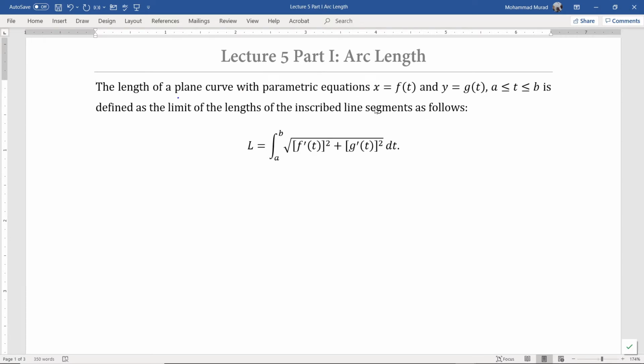The length of a plane curve with parametric equations x equals f of t and y equals g of t over the interval a to b is defined as the limit of the lengths of the inscribed line segments as follows. L equals the integral over the interval a to b of the square root of the sum of the squares of the derivatives of the component functions f and g.